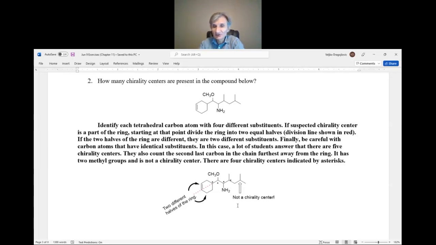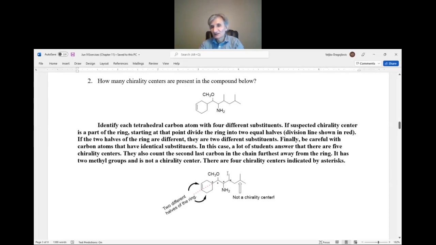Now, when you look at this ring, you can see 2 halves, and the reason why we cut the ring into 2 halves is that those are 2 substituents. The 2 halves are not identical: one has a double bond, the other one does not. So this is a chirality center, because there are 4 different substituents. And then the rest is the chain. So let's consider the chain. This carbon has a methoxy group, this 6-membered ring, hydrogen as the 3rd substituent, and the rest as the 4th. 4 different substituents, so that's also a chirality center. And again, next one, an amino group. These are obviously different groups, and hydrogen as the 4th: chirality center.